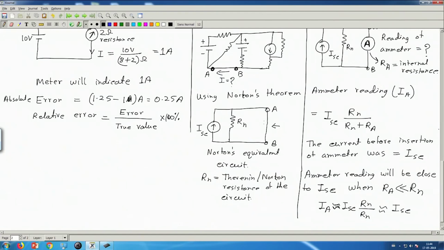So, we want the ammeter resistance to be much smaller than the internal resistance of the actual circuit as seen from these two terminals. So, that means the internal resistance of this circuit as seen from the terminal AB, that is R N, should be much higher than the internal resistance of the ammeter. Then only our reading will be close to the correct value. Okay.